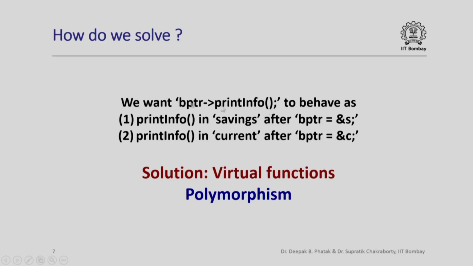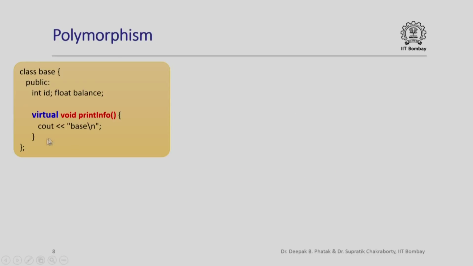So I really want this function to behave in one of two different ways, which is going to be determined at runtime. So this is nothing but an example of polymorphism, and the way we are going to implement this polymorphism in C++ is through virtual functions. So this is how we use virtual functions. Here I have the same class base with the same data members, but instead of saying that I am defining printinfo to do something, here printing out base followed by new line, I say that, well, I wanted to do this, but I am going to add this keyword virtual before the actual function definition.